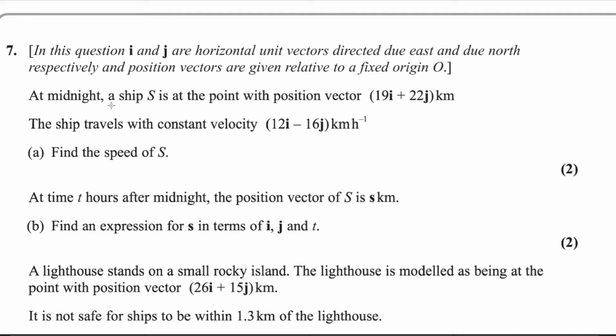At midnight, a ship S is at the point with position vector 19i plus 22j kilometres. The ship travels with constant velocity 12i minus 16j km per hour. Find the speed of S. This is 2 marks. So velocity is constant, and this is the starting distance it covers. Actually, this is known as the starting point.